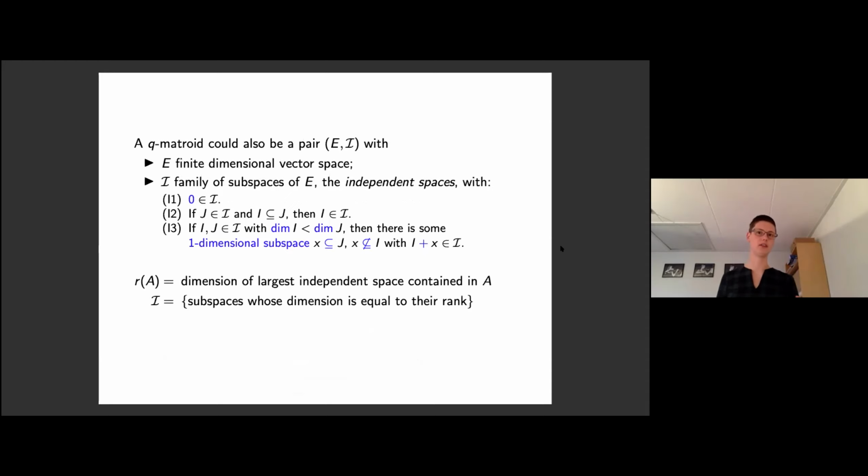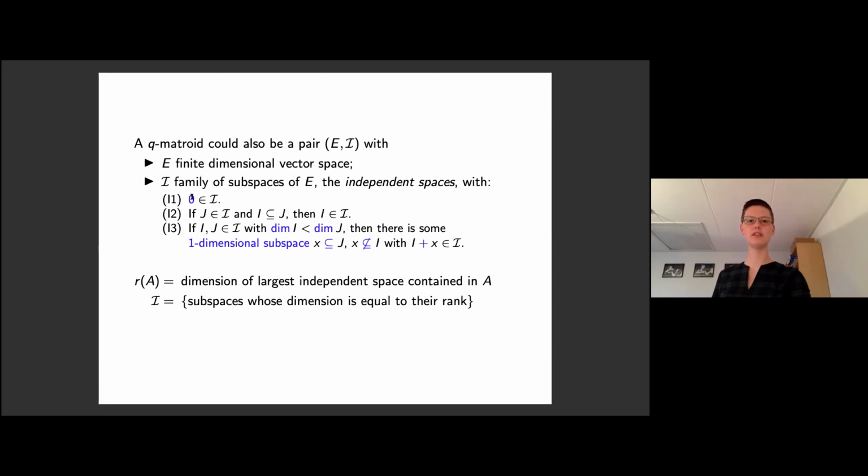terms of independence. I just take my regular axioms for independence, I generalize them, and I just hope that everything works out. So what am I going to do? I take E, a finite dimensional vector space, and I'm going to say some subspaces are going to be independent. The terminology is maybe a bit strange, but some of the spaces are independent, the other ones are dependent, and they have to satisfy certain properties.